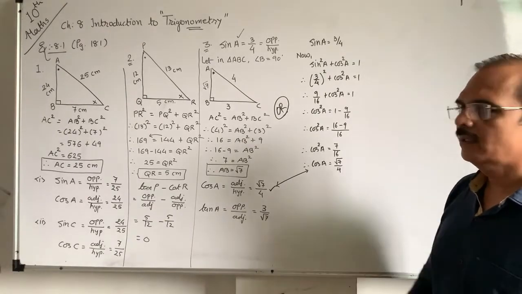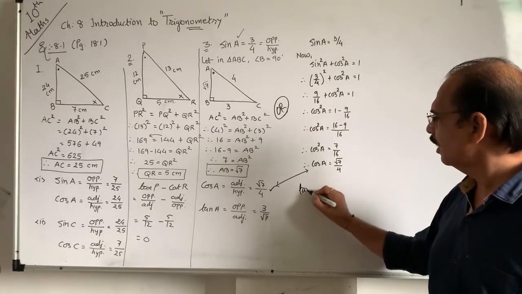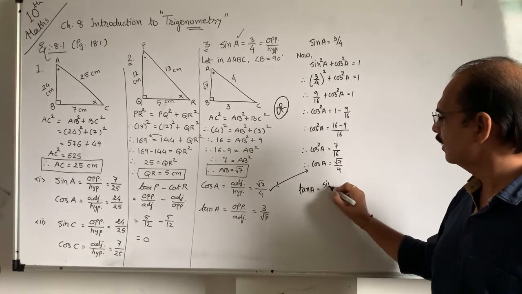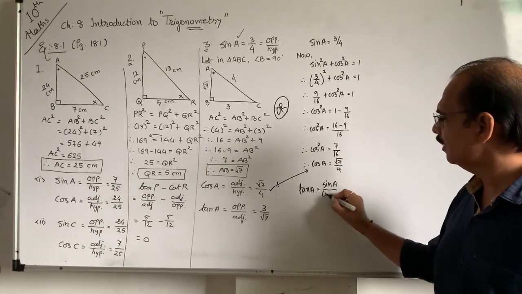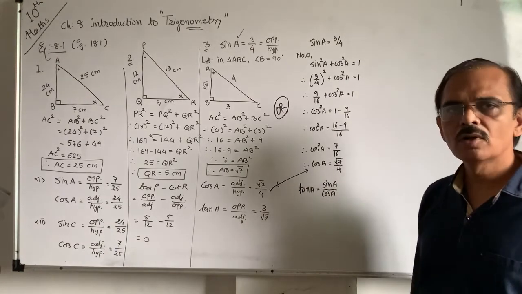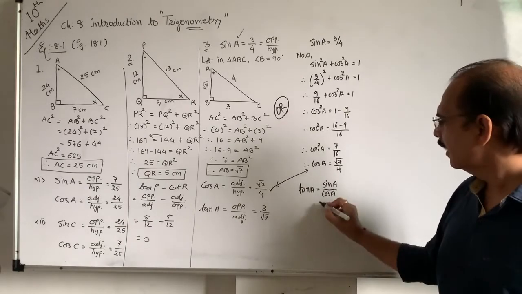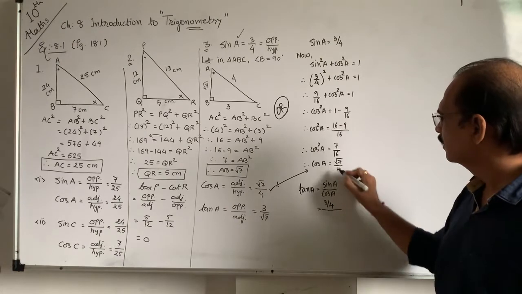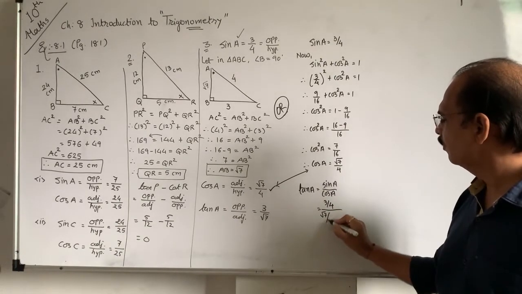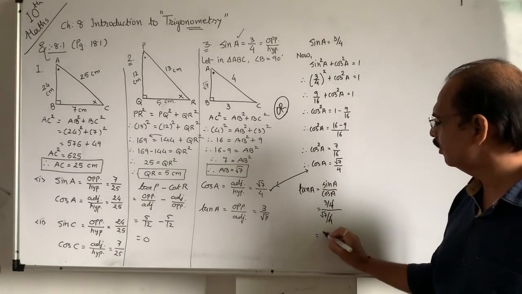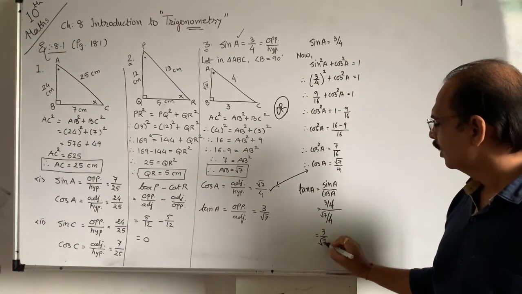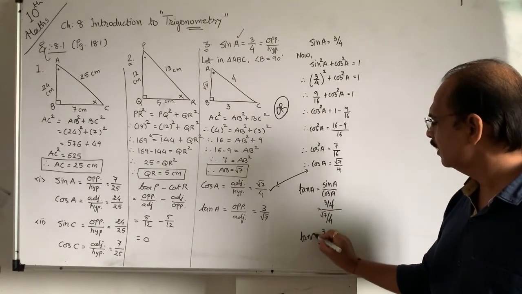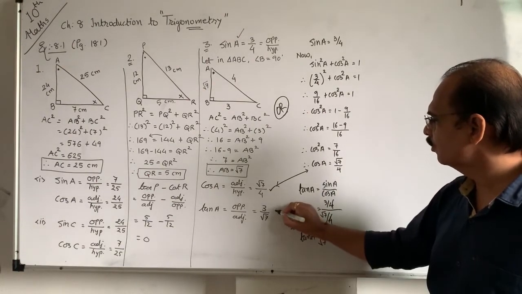Now you want tan A. You know that tan A is what? According to the formula, tan A is the ratio of sine and cos. Sine A upon cos A is also called tan A. We have sine A as 3 by 4 and we found cos A as root 7 by 4. Both the 4s cancel, the denominators being the same. So tan A equals what? 3 by root 7.